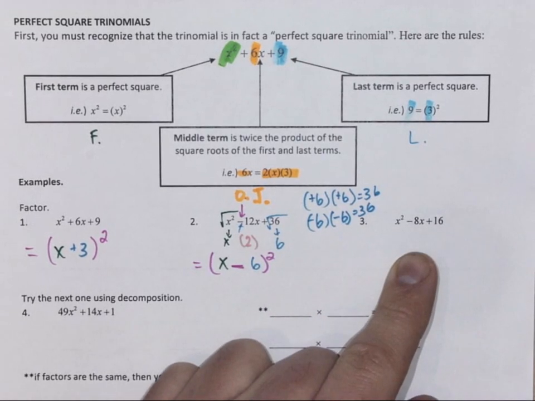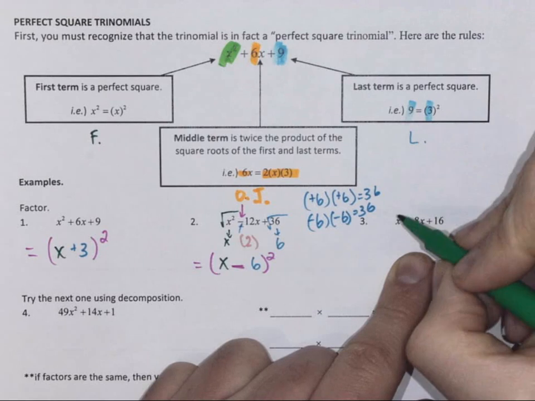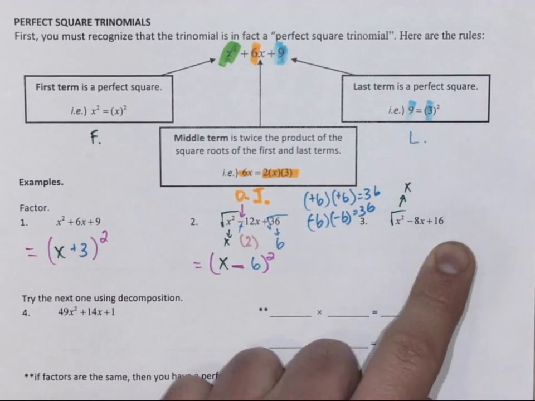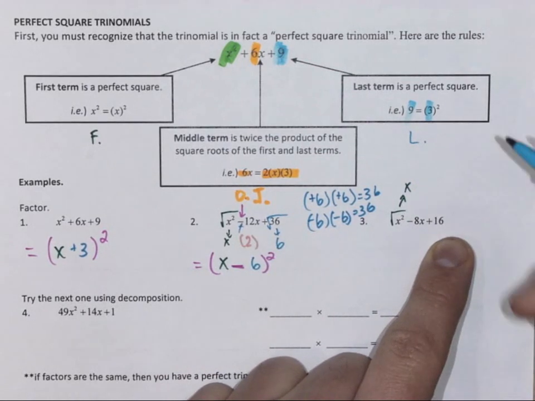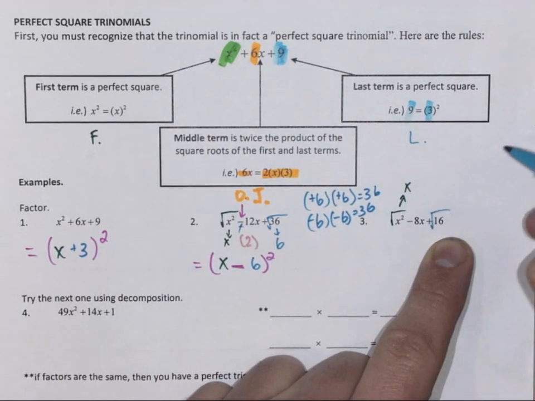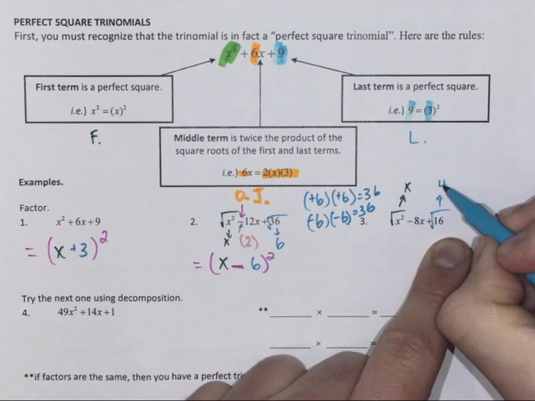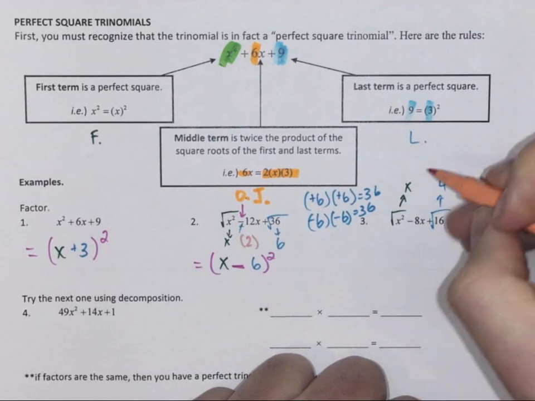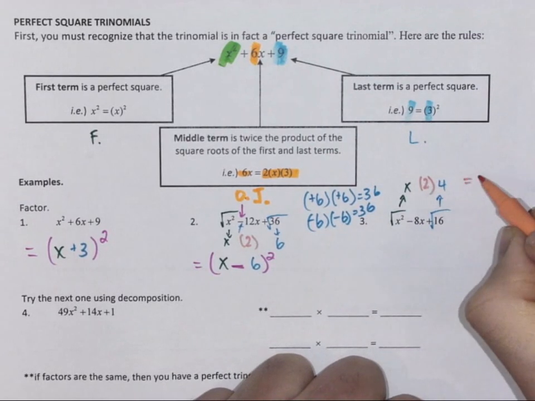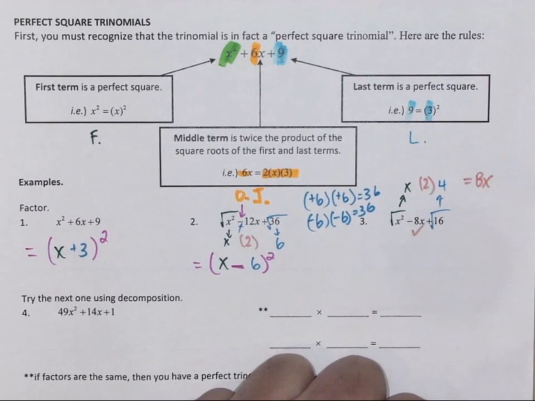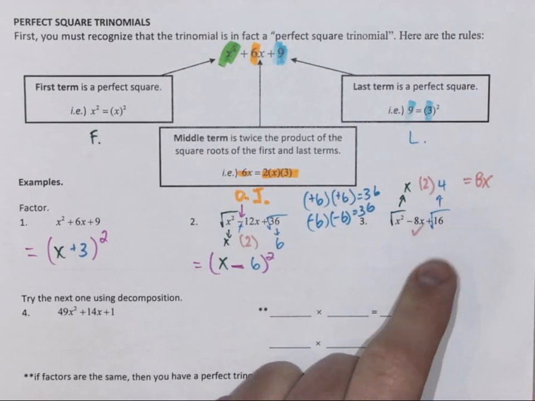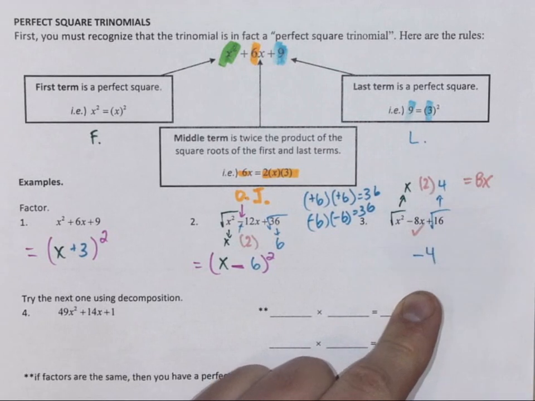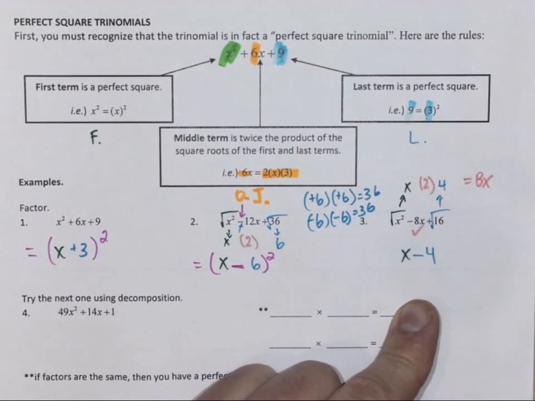So let's look here. Again, does it fit the pattern? Can we take the square root? Yes, the square root is x. Can we take the square root of the constant in the c position? Square root of 16? Yeah, that's 4. x times 4 is 4x, times 2 is going to give us 8x. That's what we wanted. So we can use x and 4. That's the negative. So it's going to be (x minus 4), all in brackets, squared.